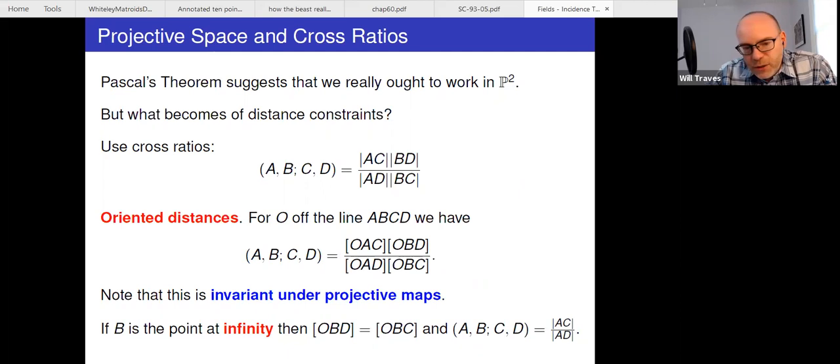And finally, the last thing about cross ratios that I want to mention for now is that if your point B happens to be the point at infinity, then you might get worried, because some of these distances look like infinity over infinity. But if you use this structure here, you can make sense of that, and these two terms cancel out, so your cross ratio reduces to AC over AD, which is very nice, and we'll use this later.